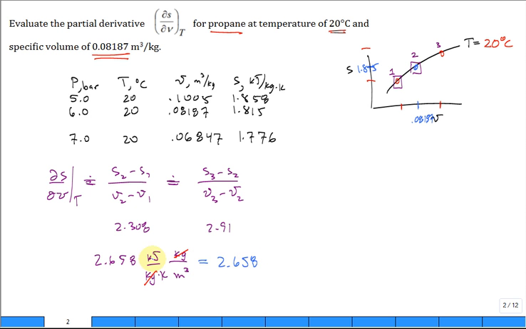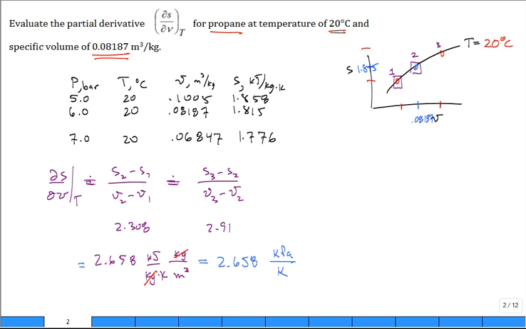What is a kilojoule? Is it a kilopascal meter cubed? Yeah, so it'd be a kilopascal per Kelvin. So that's a good numerical approximation. What's another way of doing this?